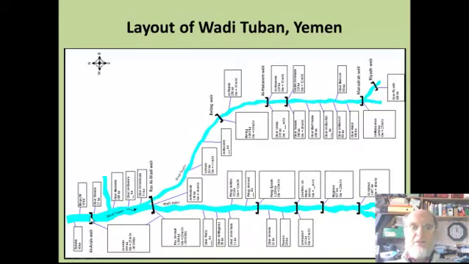This is a layout of the Wadi Tuban irrigation scheme in southern Yemen. Each of these is a weir. I think there are 11 altogether, and then each of these is some canal coming off, a lot of them in between the weirs. So there are more than 20 different intake points along the whole system. So you've got lots of little self-contained, effectively, irrigation schemes. And very rarely does any water pass through the system to the sea.